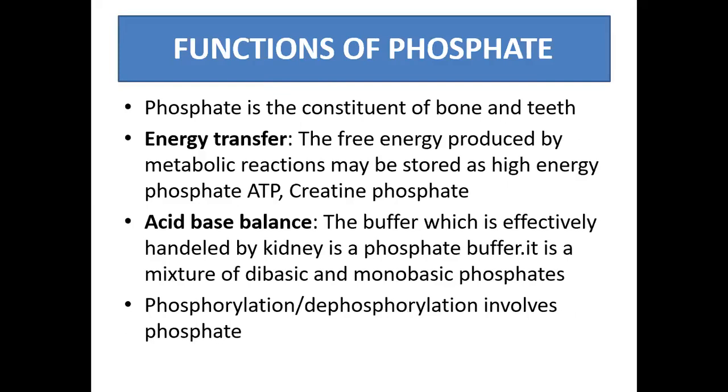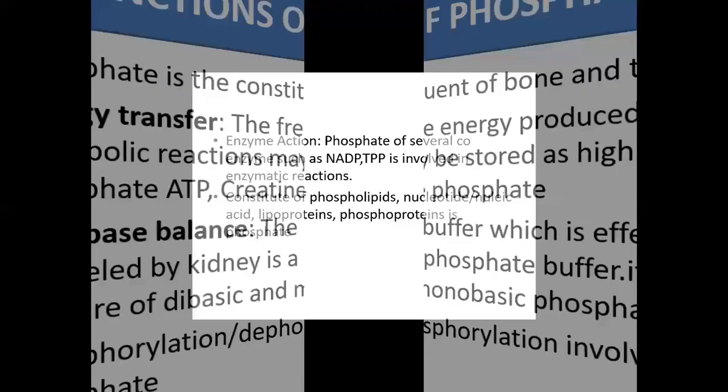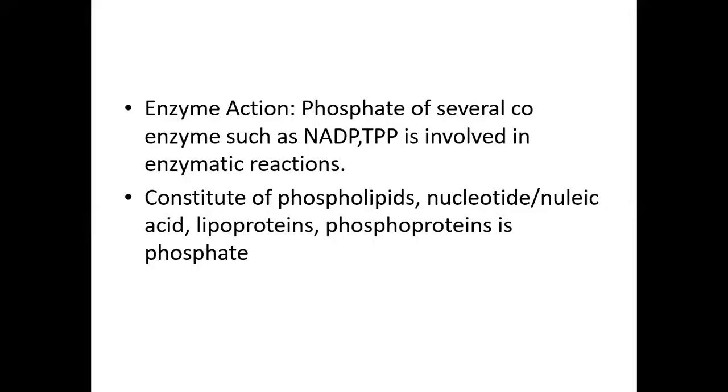What are the functions of phosphate? Phosphate, as we all know, is a constituent of bone and teeth. It also has a role in energy transfer. In high energy phosphates like ATP, phosphate has a role. Apart from that, phosphate is an important buffer of the body, so in that way it also maintains acid-base balance. It also has a role in enzyme actions. And phosphates are also constituents of phospholipids, nucleotides, nucleic acid, lipoprotein, and phosphoprotein.